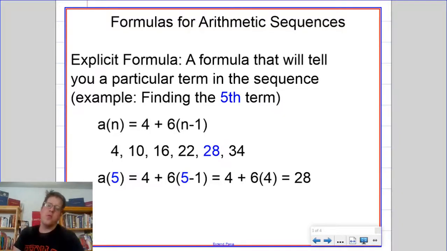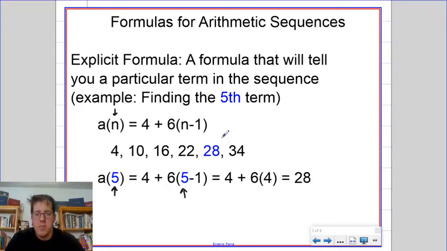There are 2 different ways we talk about formulas for arithmetic sequences. One is called an explicit formula. That formula tells you a certain term in the sequence. So for example, this formula could be used to find the 5th term or the 7th term or whatever. The n is what you are going to replace with the term number you want. So if you want to find the 5th term, you need to plug in 5 and then just do the arithmetic to figure out what that is.